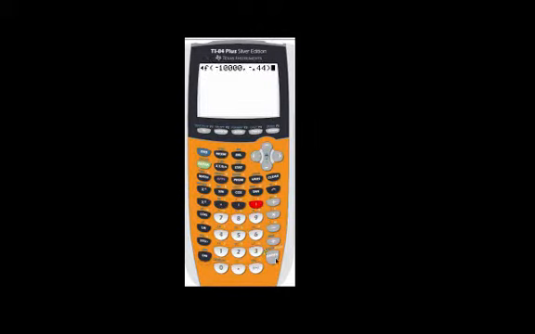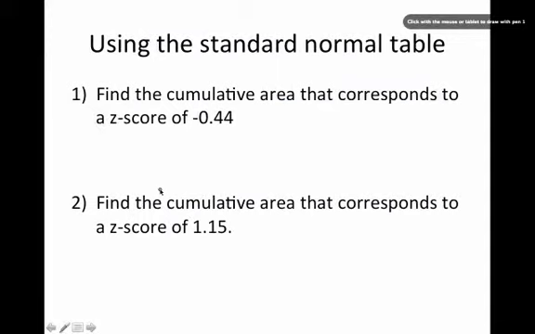I close my parentheses, press enter, and I have that same area. This one is actually a little bit more accurate. It gives me a lot more decimal places, but because in this class we're rounding to 3 significant figures, it ends up being the same thing as 0.330. Okay, we'll do another one with your calculator.